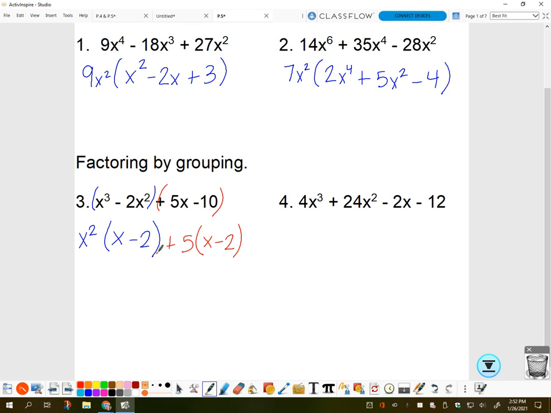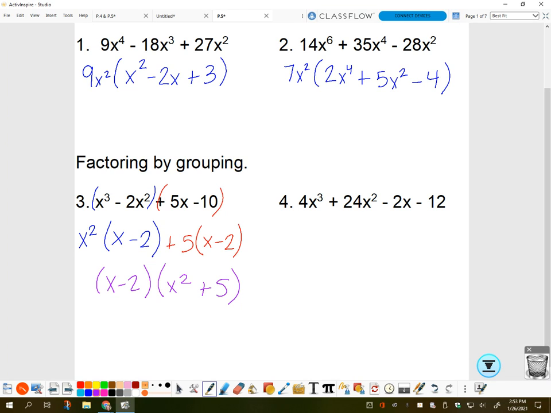All right, so now you're looking at something that has weird terms. You've got this term and this term, and both of them have this matching parenthesis. So we're now going to take out the parenthesis as the GCF, and if I just had x minus 2, I would have to multiply by x squared to get that first term, and multiply by 5 to get that second term. And I'm done.